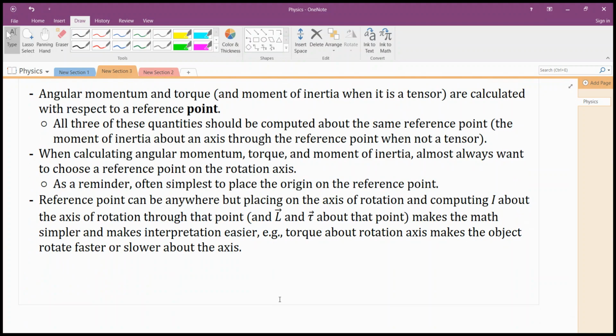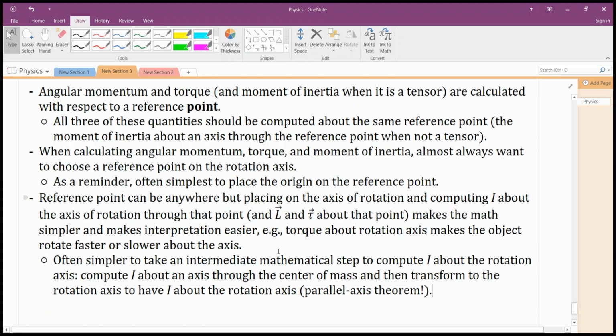The reference point could be placed anywhere, and you could calculate the angular momentum and torque and moment of inertia about that point or an axis through that point anywhere. But placing the reference point on the axis of rotation and then just calculating moment of inertia about the axis of rotation through that point will make the math a lot easier and will also make the interpretation easier to understand. So a torque about the rotation axis, that's just making the object rotate faster or slower about that axis.